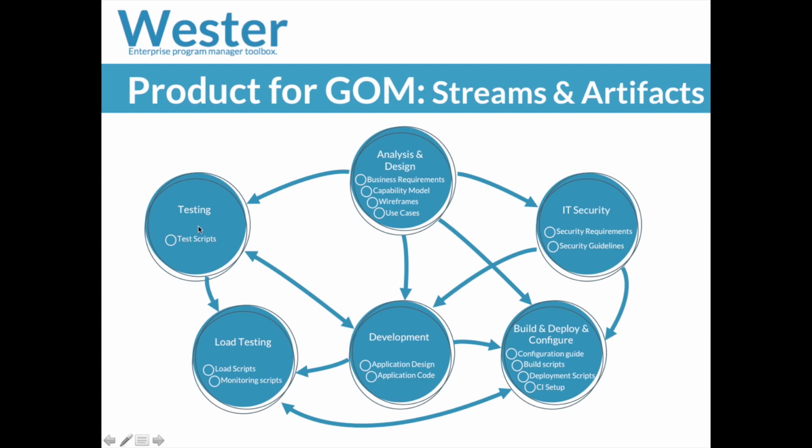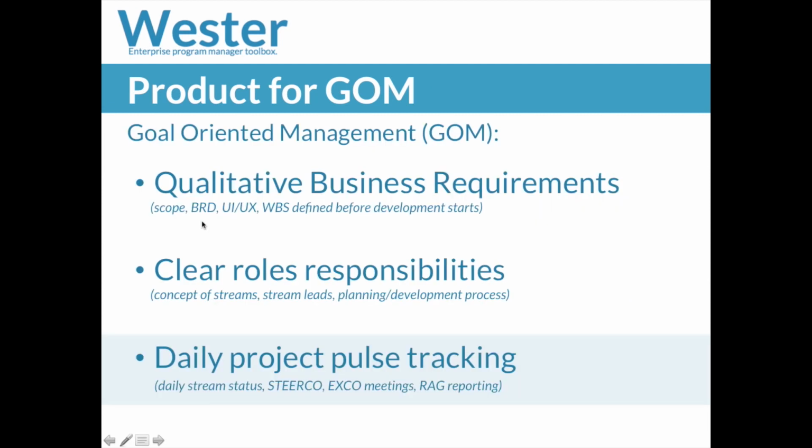For instance, the analysis stream will produce the business requirements document and a set of wireframes which will be used by the development stream to produce architecture design and to do the actual coding. The output that you get out of the development stream will be the product that is going to be tested by the testing stream, and that will be using a requirements document which has been earlier defined by the analysis stream. One of the most important features of goal-oriented management is permanent project status tracking.